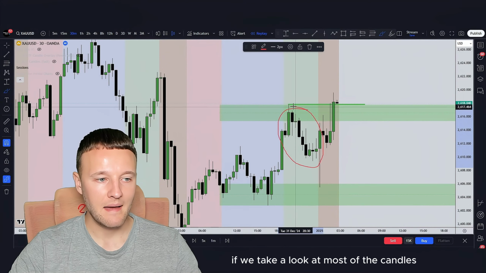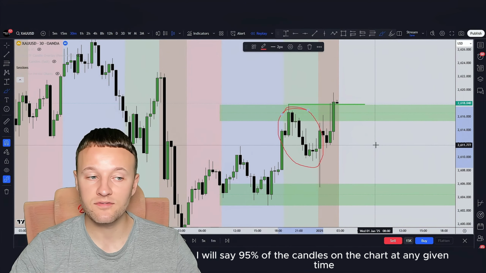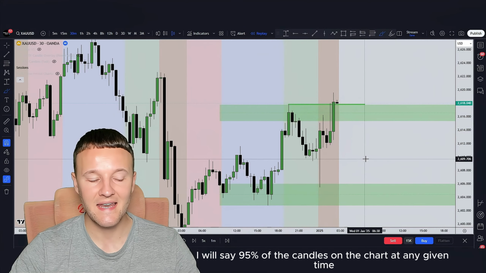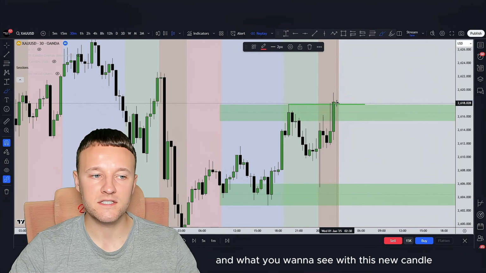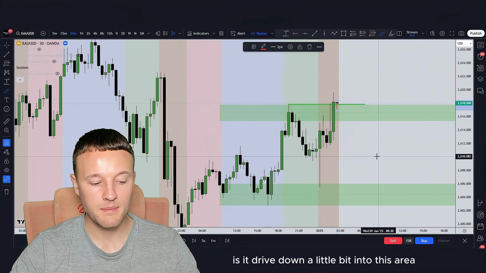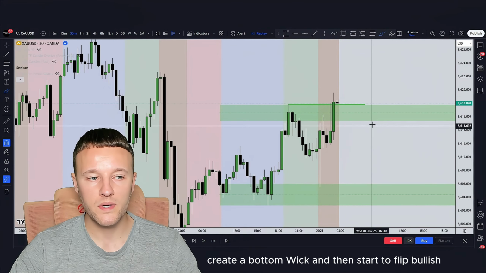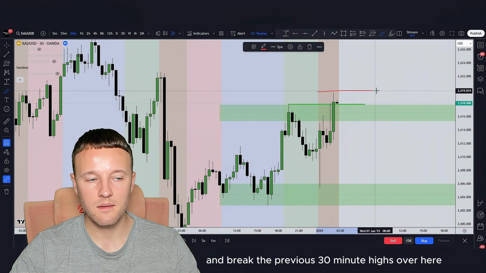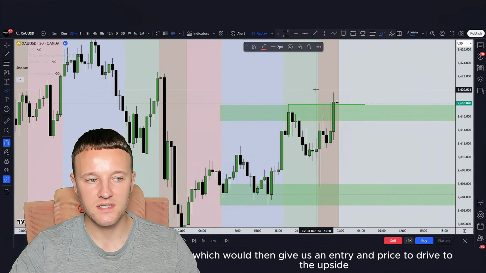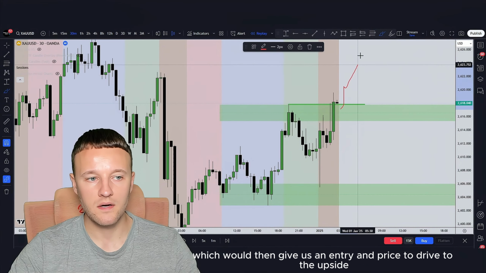If we take a look at most of the candles, I would say 95% of the candles on the chart at any given time, they will have a top or bottom wick. And what you want to see with this new candle is it drive down a little bit into this area, create a bottom wick, and then start to flip bullish and break the previous 30-minute highs over here, which would then give us an entry and price to drive to the upside.